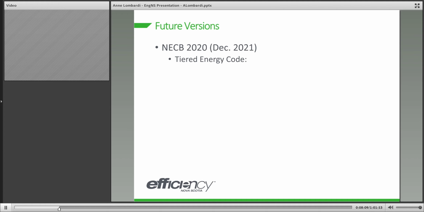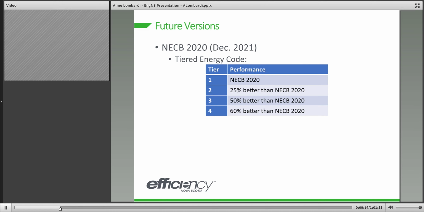The NECB 2020, and I just briefly wanted to go over this because it is an important change to the way the code will work. It's called a tiered energy code, and what that means is there are different levels within the code. Looks something like this. So tier 1 would be just the standard, whatever NECB 2020 says, and then tiers 2 to 4 are just percentage increases above that NECB 2020 standard.